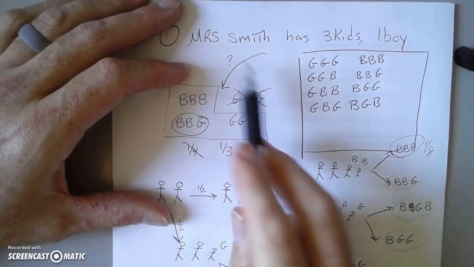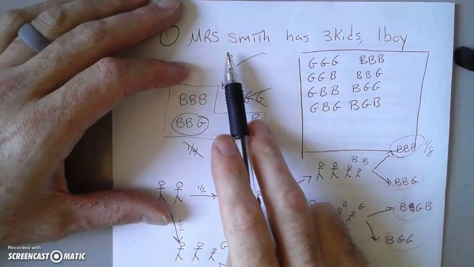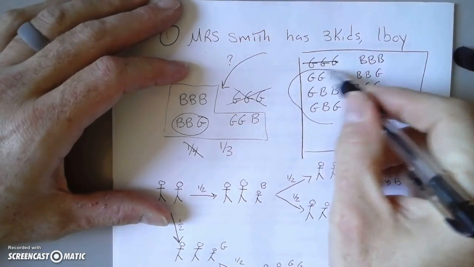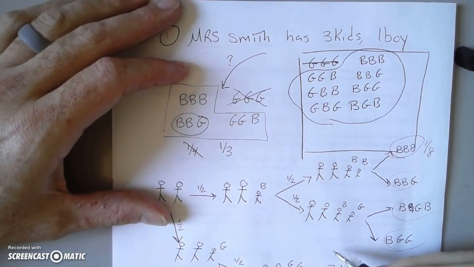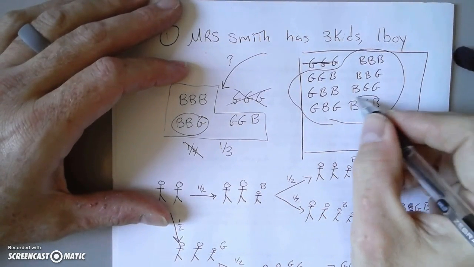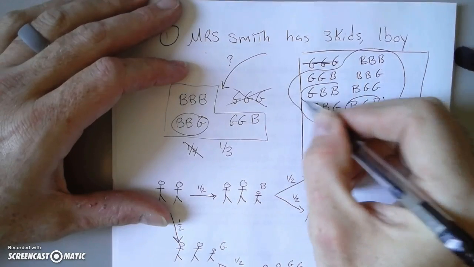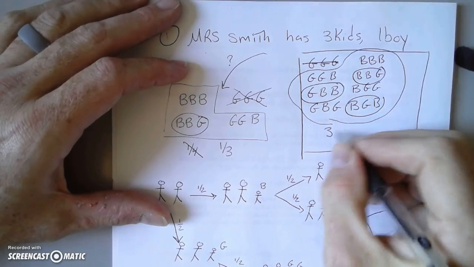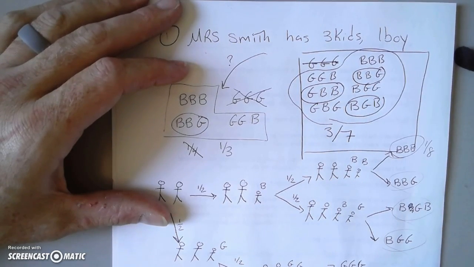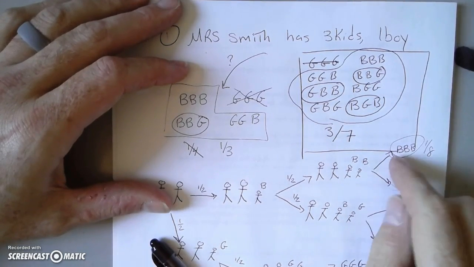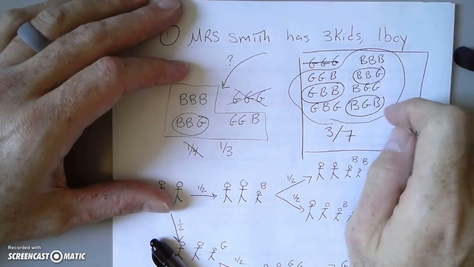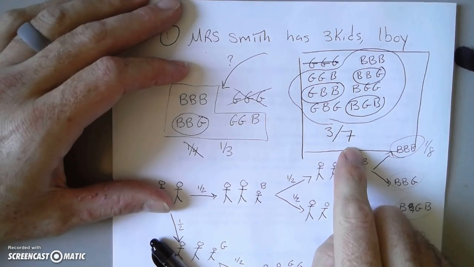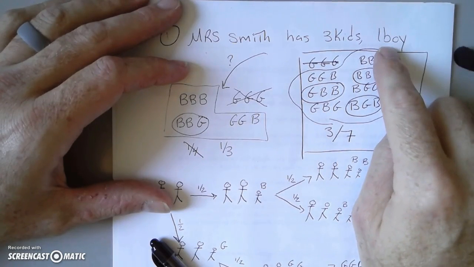Now, this question is a conditional question. You're told she has 1 boy. You can eliminate this. This is not an option. So out of the remaining options, what are the odds that she has exactly 1 girl? Well, that would be either that one, or that one, or that one. There are 3 options remaining out of 7 possible options. So 3/7 is the probability that she has exactly 1 daughter, given that she has 1 boy out of the 3 kids.